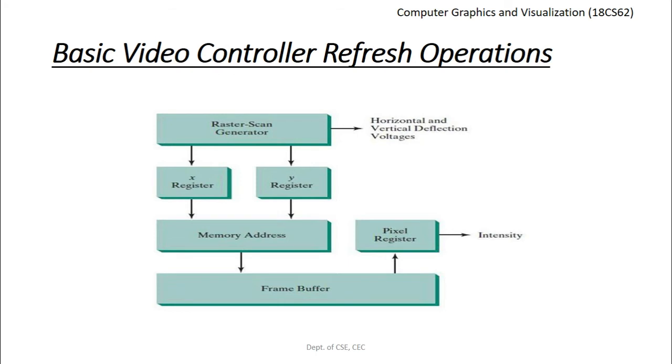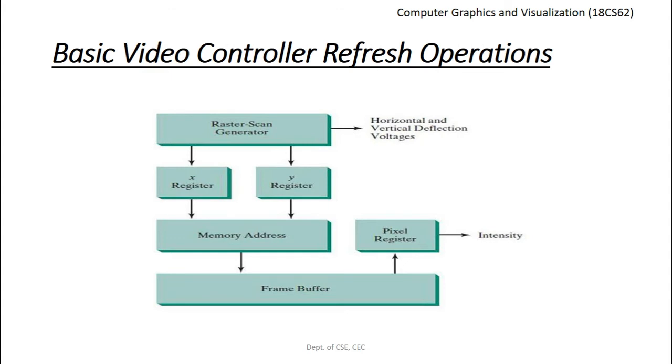Now to speed up the pixel processing, video controllers can retrieve multiple pixel values from the refresh buffer on each pass, rather than fetching individual pixel values. When the group of pixels has been processed, the next block of pixels is retrieved from the frame buffer.